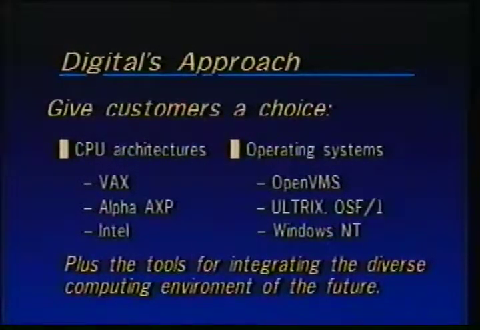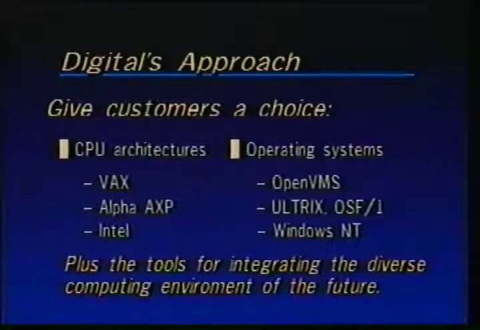The approach that Digital is taking with Windows NT is to really give customers a choice. We're getting away from the attitude that we're going to dictate the hardware platform or the operating system. For example, for CPU architectures, we're going to be offering 3 different platforms: our VAX architecture, Alpha AXP, and Intel. For operating systems, we'll have a choice of OpenVMS for those who are looking for the most maturity and robustness, Ultrix or OSF1 for those who want a Unix open system solution, and Windows NT for those desiring to get access to the wider range of PC-based applications.